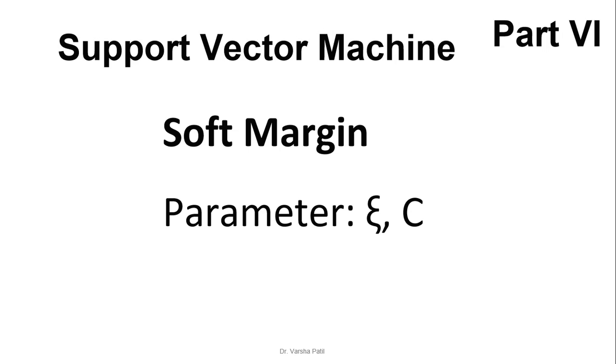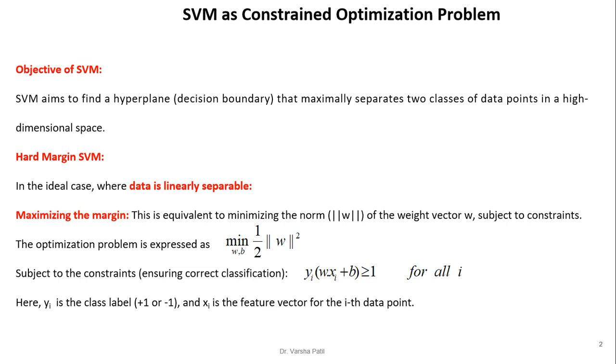The topic of this video is support vector machine. In this video, I am going to discuss soft margin SVM with parameters xi and C. Now let us start. SVM is mapped as a constrained optimization problem. The main objective of SVM is to find a hyperplane, that is nothing but the decision boundary, that maximally separates the two classes of data points in high dimensional space.